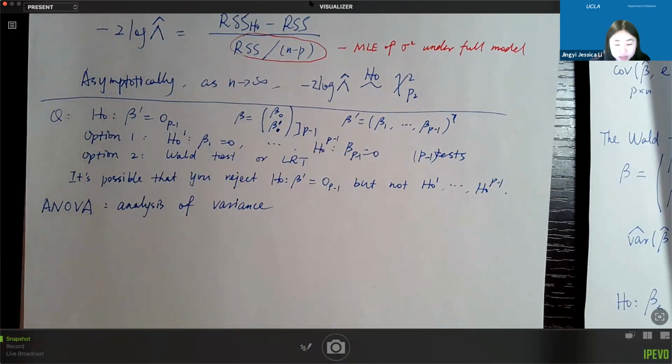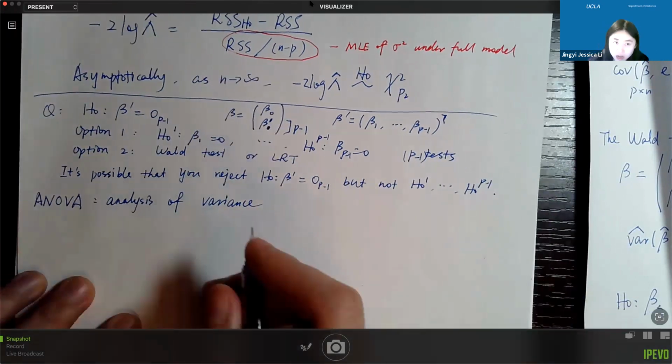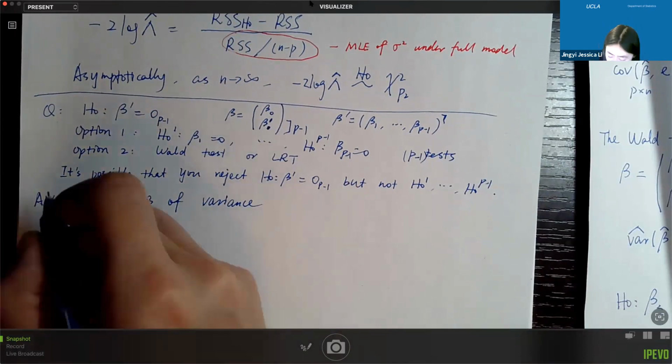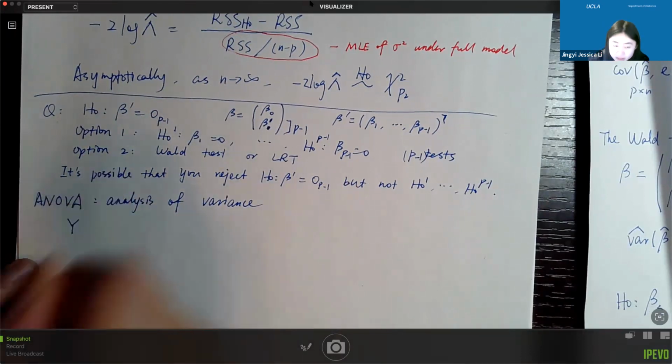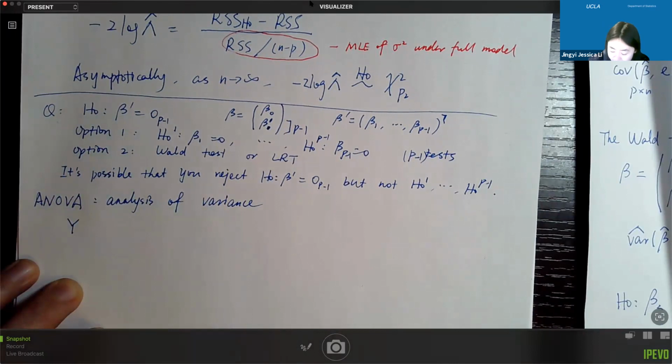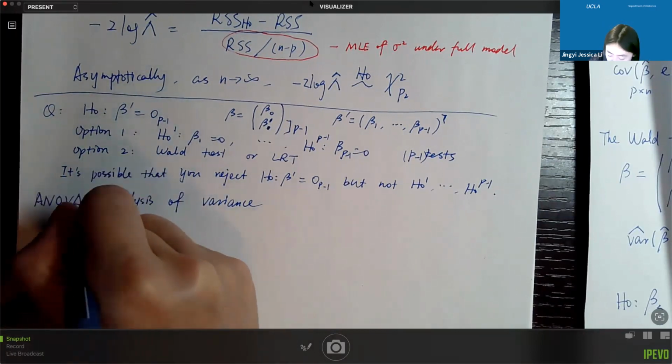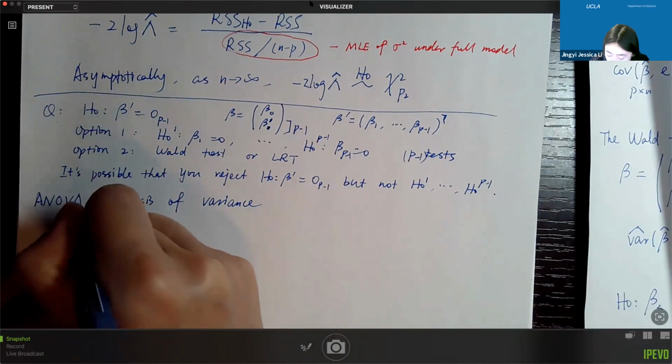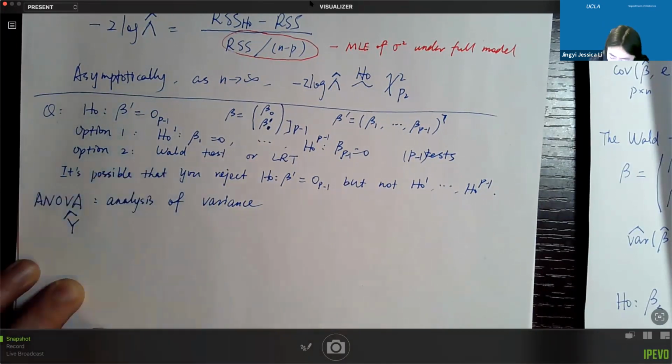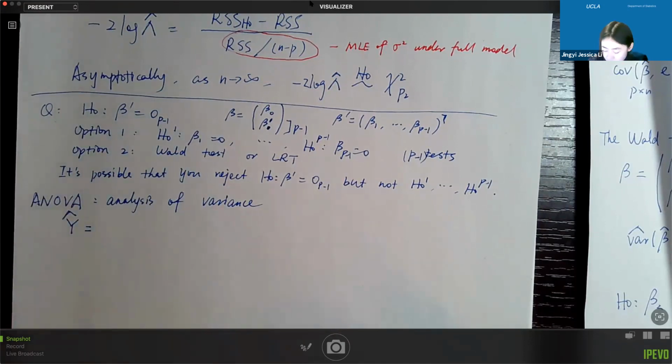So what do we use ANOVA for? Basically, you can consider ANOVA as the decomposition of variance in our y's, y1 to yn, the sample-level variance. If you recall our notation, we have our y, that's a vector. Instead of the vector form, we can also write out y hat, which is just the predicted value.